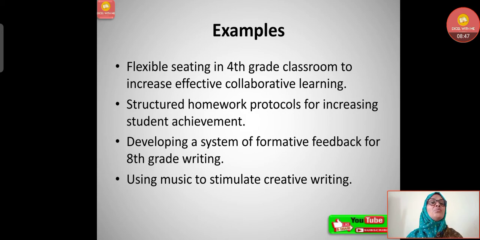Then structured homework protocols for increasing student achievement. If structured homework is given to the children, they will find out if any improvement is there in their achievement. Then developing a system of formative feedback for 8th grade writing. So the formative feedback, continuous feedback taken by the grade for improvement. This is also an action research question. Then using music to stimulate creative writing. This is another kind of immediate question to be solved. So these are the different kinds of examples of action research.